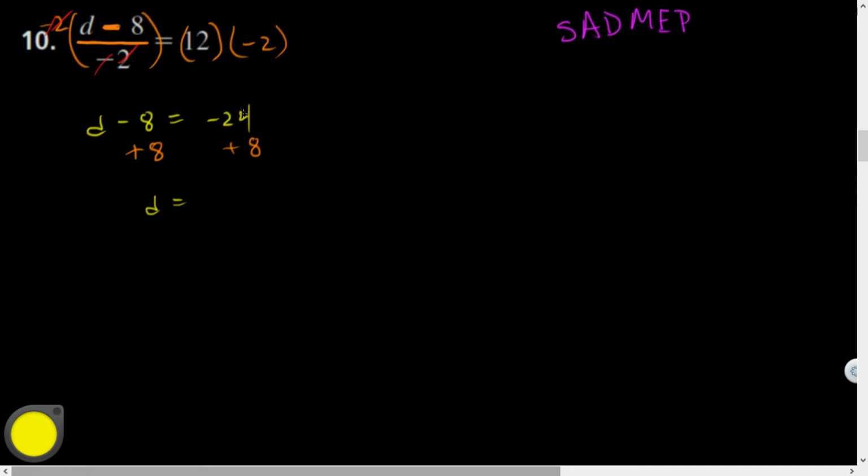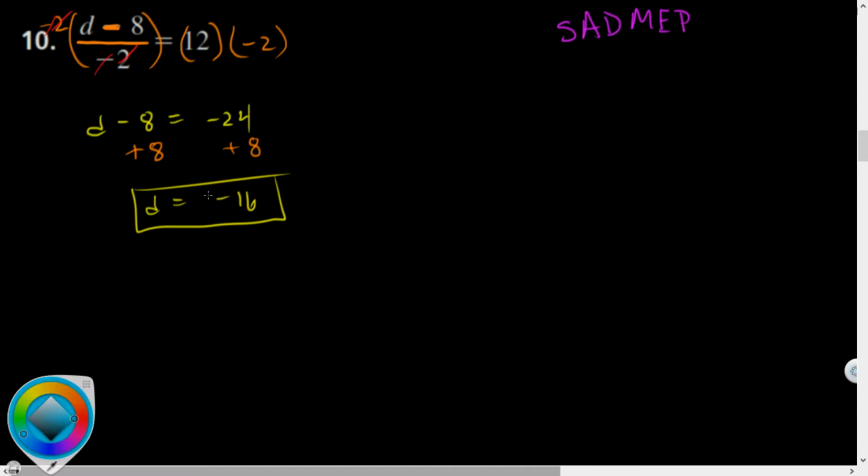So d is equal to, the signs are different, so I subtract them, that's 16. And who's more influential? Yeah, the negative, so it's negative 16. Tell you what, let's do a check for this one, because I've been skipping the checks.